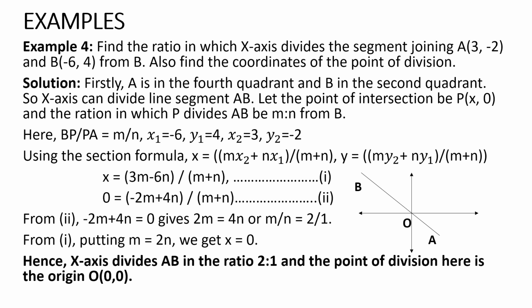Okay. This is like the previous example, but over here x-axis divides. So the required point will be of the form (x, 0). Now putting all the values over here, we get equation from the second equation. First of all we get m upon n is 2:1 or 2 upon 1. Now when we put m is equal to 2n in the first equation, what do we get? We get the value of x as 0. Hence the x-axis divides AB in the ratio 2:1 and the point of division in this case is the origin, which is (0, 0). x is 0, obviously y coordinate will be 0. So our required point is (0, 0).